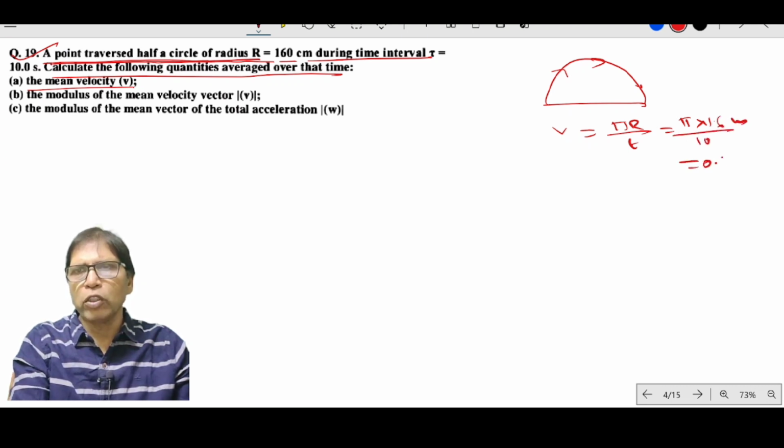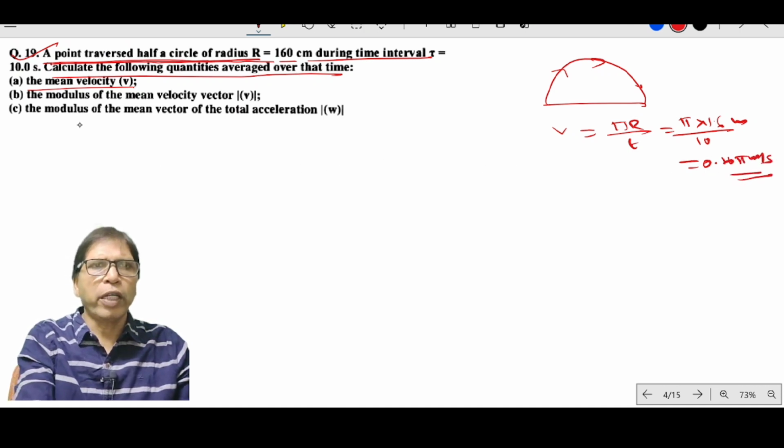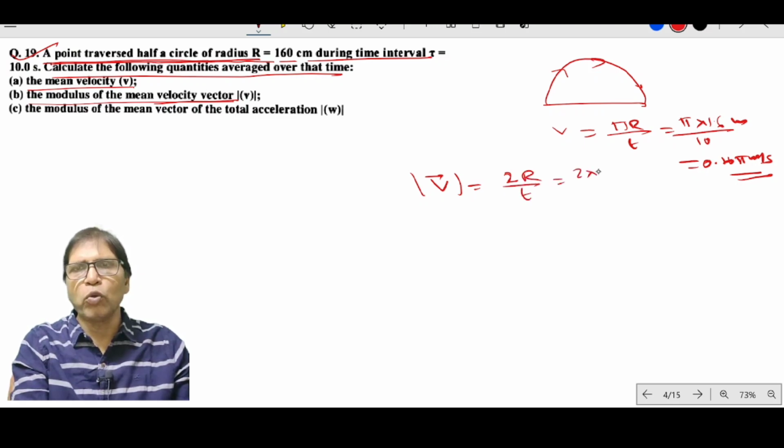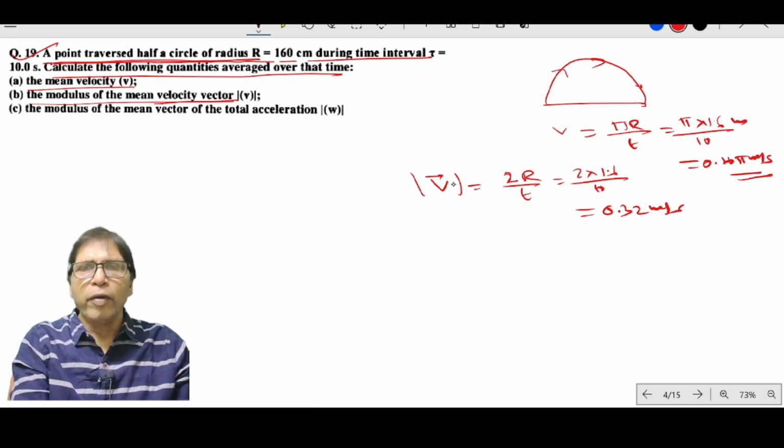So look at this, 0.16 pi meters per second is the mean velocity. Now the modulus of the mean velocity vector. The velocity vector v equals displacement divided by time. The average velocity is displacement by time, so this is 2r by t. Here 2 into r is 1.6, divided by 10, so this is 0.32 meters per second, the magnitude of the average velocity.